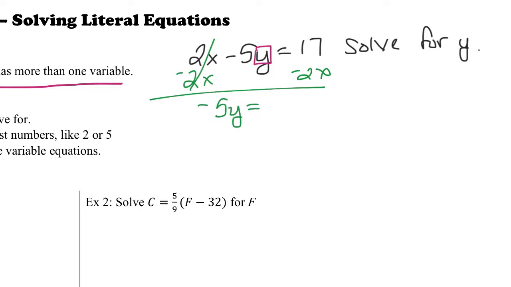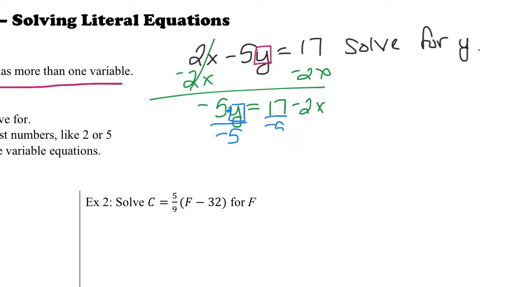Now on the right, 17 and negative 2x are not like terms. You cannot combine these together because 2x has an x and 17 does not. So all you're able to do is write them next to each other: 17 minus 2x. Now that the y is almost isolated, how do we get rid of that negative 5? Negative 5 is being multiplied to y, so I need to divide by negative 5 to get rid of it. Now, you can write this one of two ways.